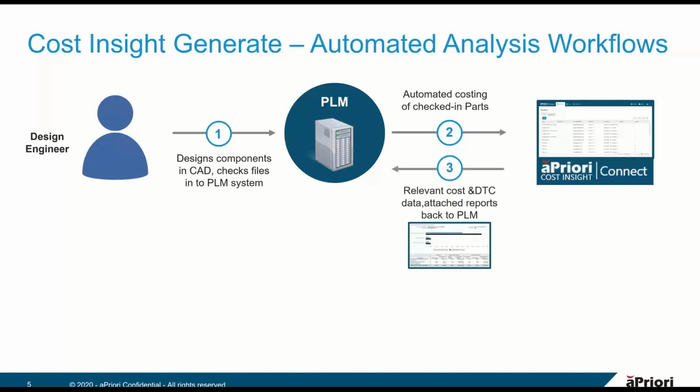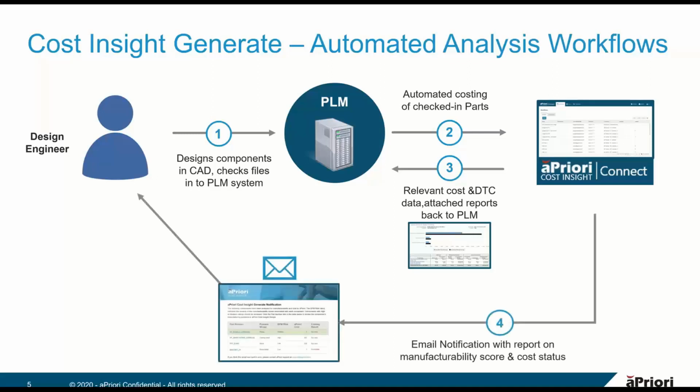And from that data, we can then provide relevant cost feedback and design, manufacturability, DTC feedback, even reports attached back into the PLM system. But maybe more importantly, at the same time, it triggers email notification with reports on outliers, reports on what we call a manufacturability score or rating, and provide that back to the designer. So the designer will get an email, they'll have a list of, here's the 5 parts that you checked in the last day or last week, or 10 or 20. Here's things you need to review. Here's parts that might have some real manufacturability issues or might be expensive.